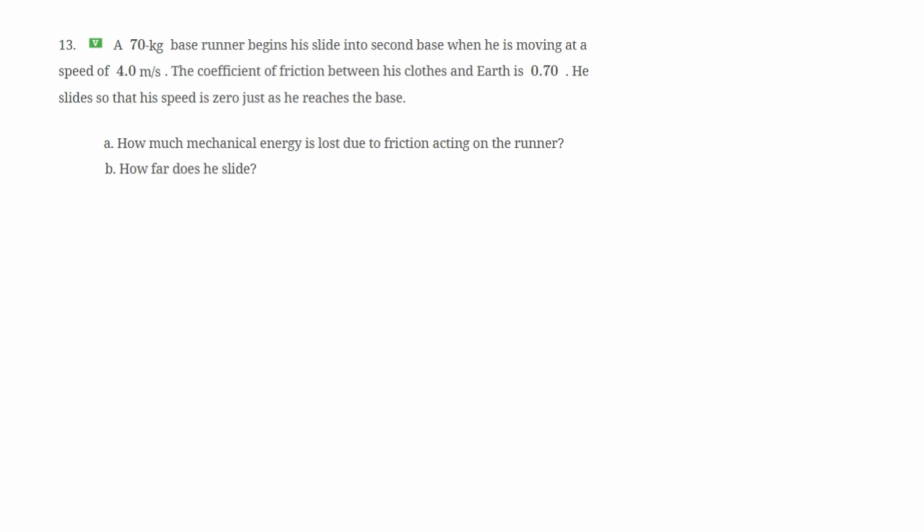And in exercise 13, they say a 70 kilogram base runner begins his slide into second base when he's moving at the speed of 4 meters per second. The coefficient of friction between his road and the earth is equal to 0.70. He slides so that his speed is zero just as he reaches the base. So, how much mechanical energy is lost due to friction acting on the runner? How far does it slide?